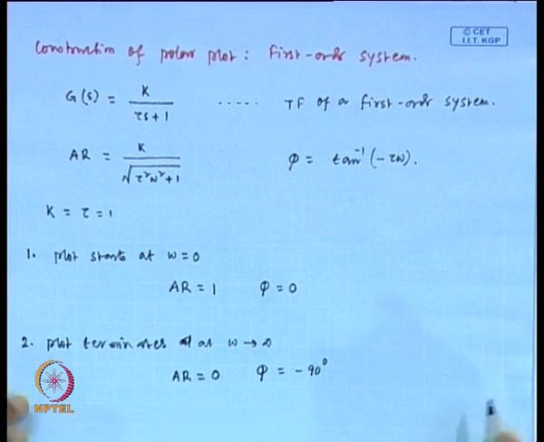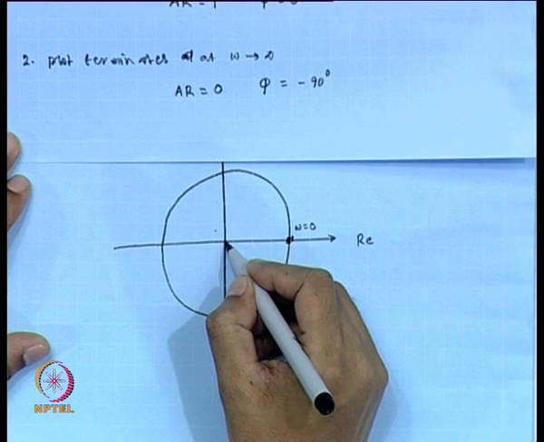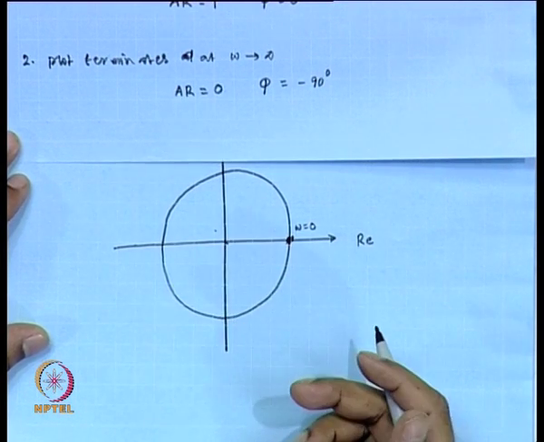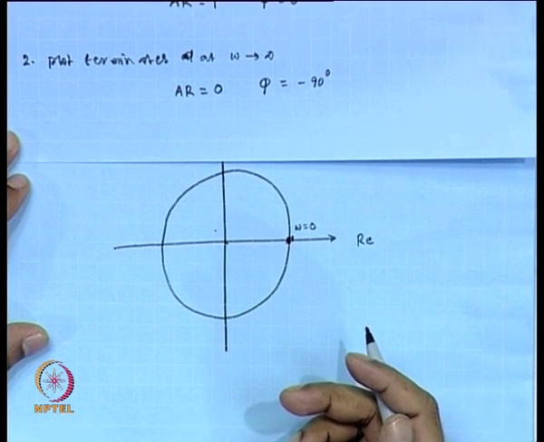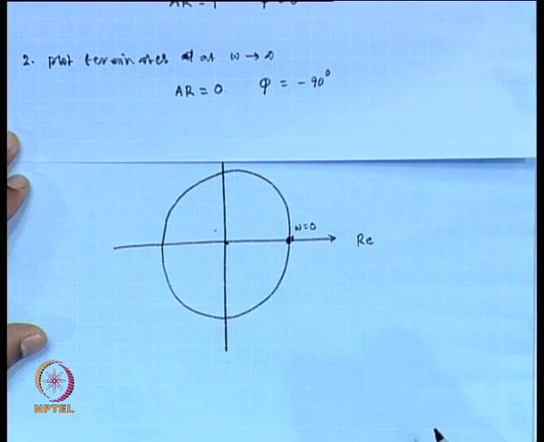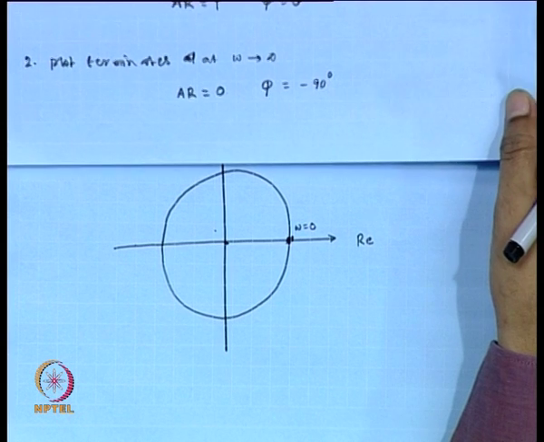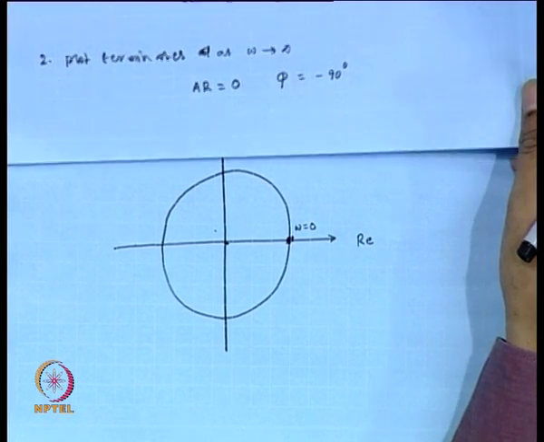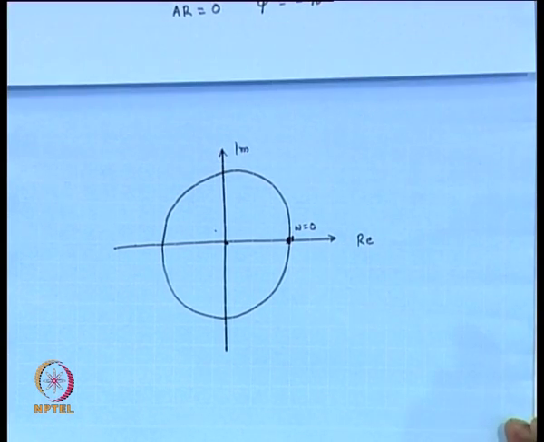Fine, because phi is minus tan inverse tau omega. So, can we locate the end point? The end point is this one. Here phi is equal to minus 90 and amplitude ratio is 0. So, this is the end point. Next, we need to consider the intermediate points to draw this polar plot.